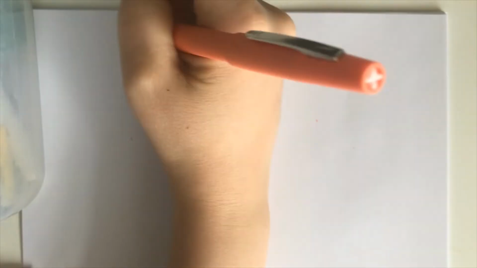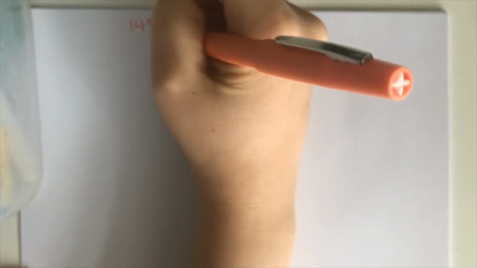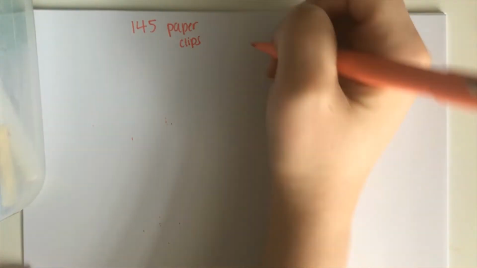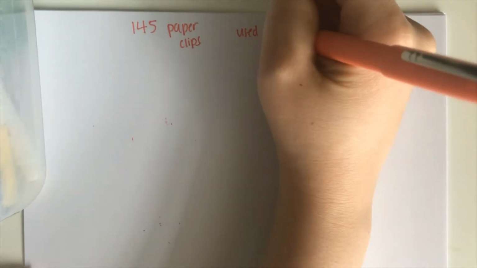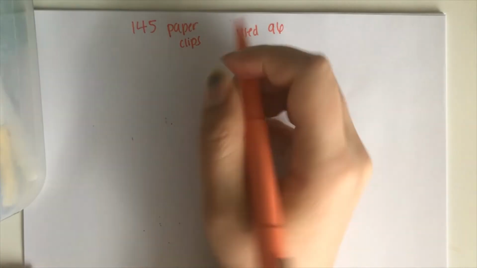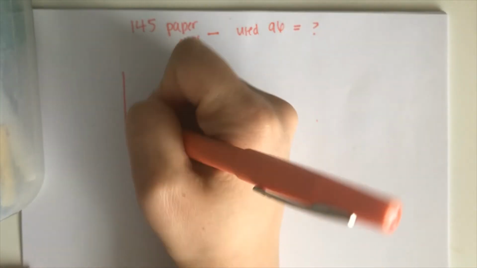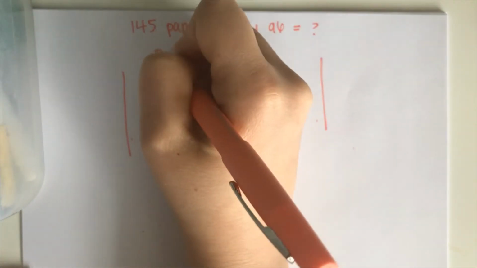Okay, to start, we already know that Miss Quintero had 145 paper clips to begin with. And she used 96. Now they want to know how many she has left. So if she used it, you know this is going to be a subtraction problem. So first way, as usual, drawing.